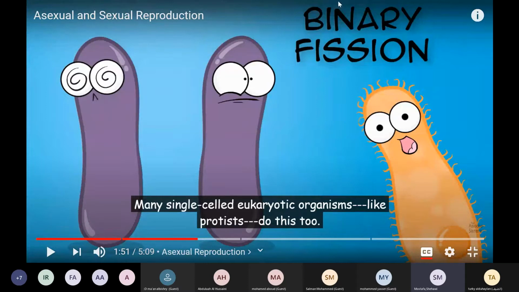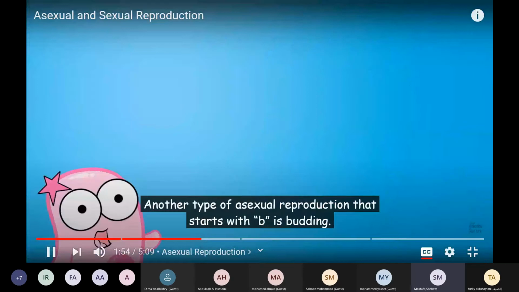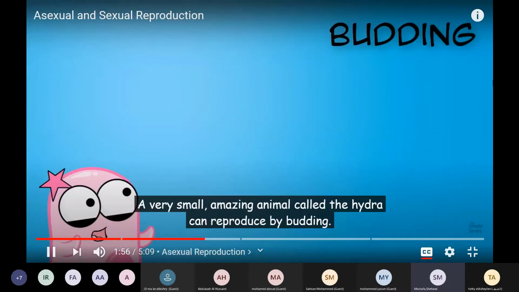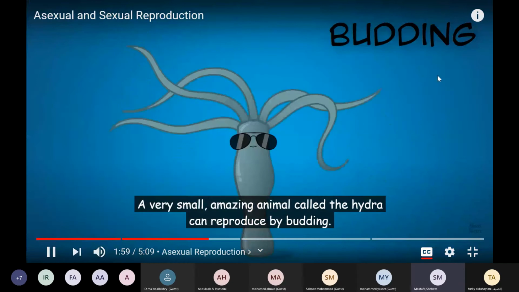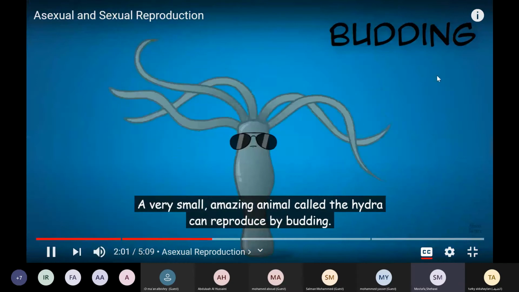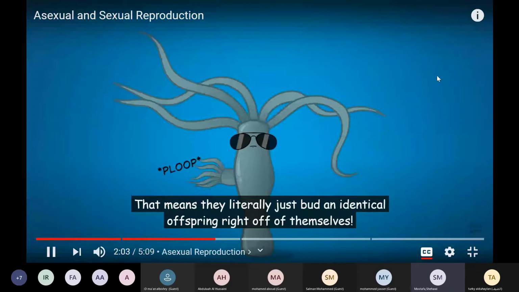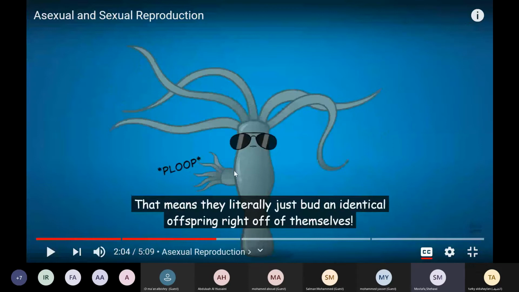So binary fission is one type of asexual reproduction that happens in prokaryotes and eukaryotes, but within unicellular organisms or simple organisms, microorganisms. Another type of asexual reproduction that starts with B is budding. A very small, amazing animal called the hydra can reproduce by budding. That means they literally just bud an identical offspring. So binary fission is the first type, and the second type is called budding.